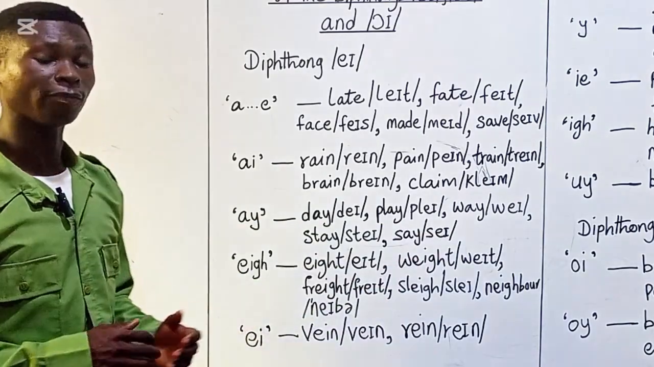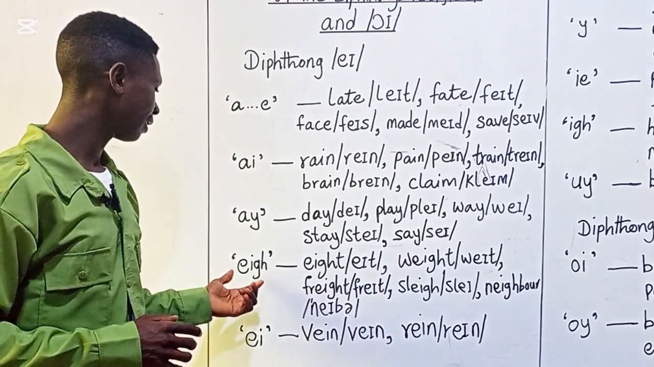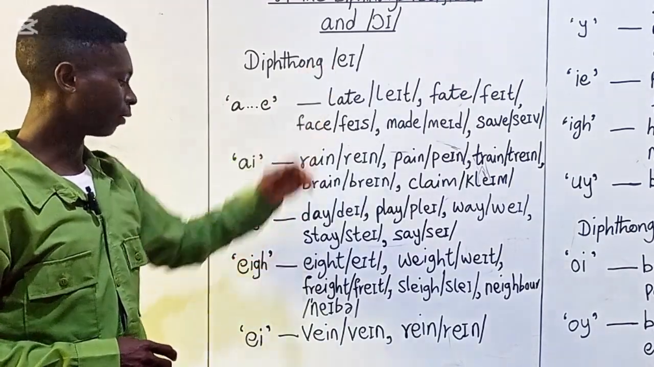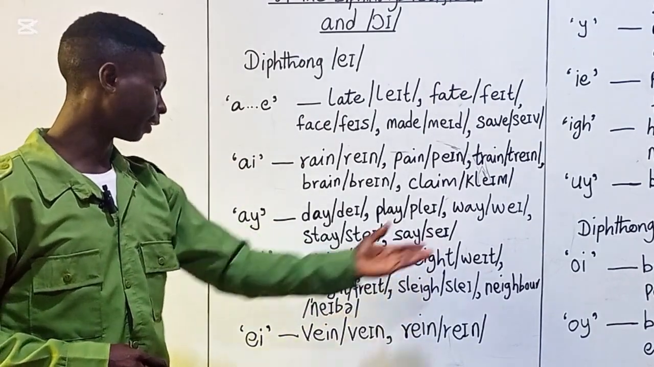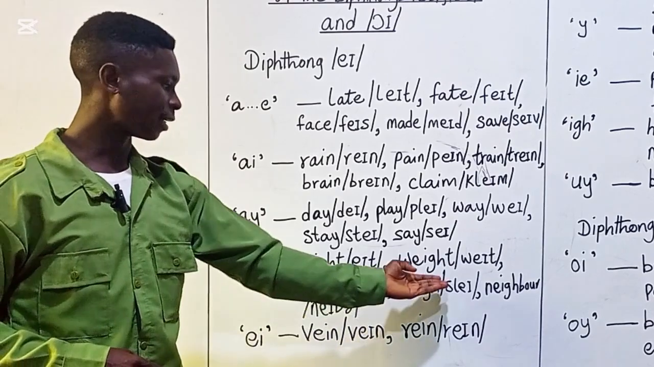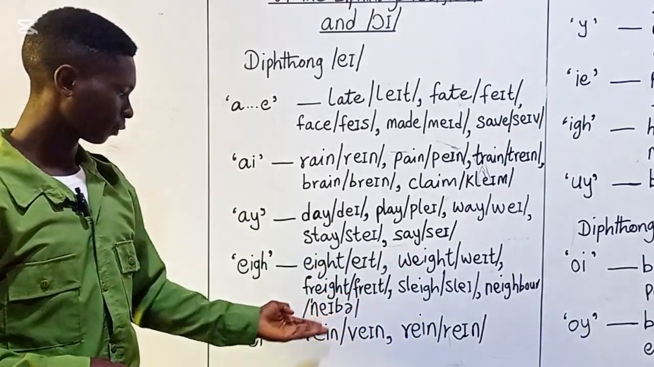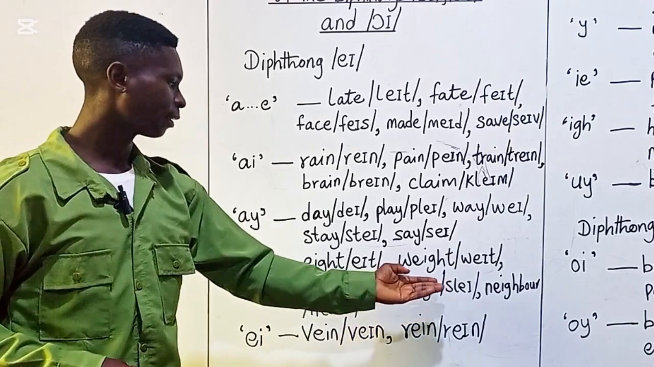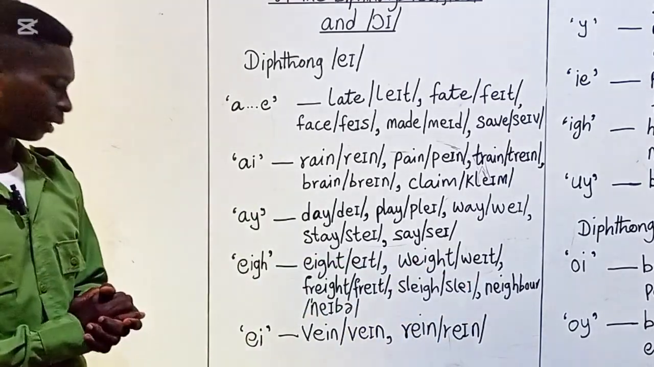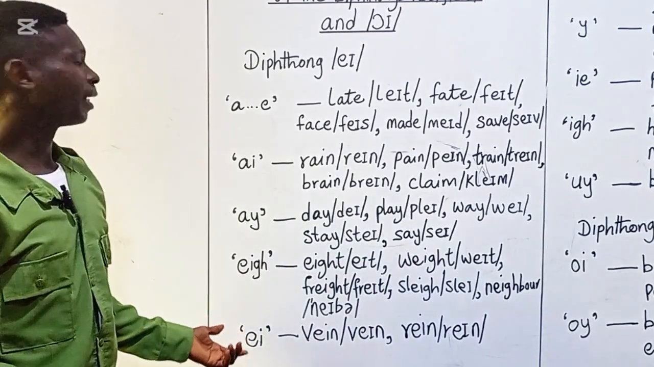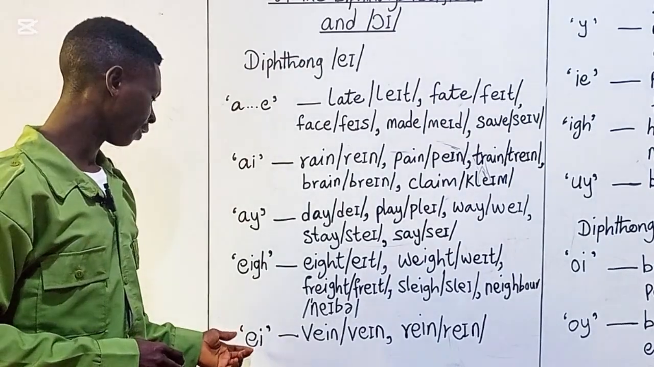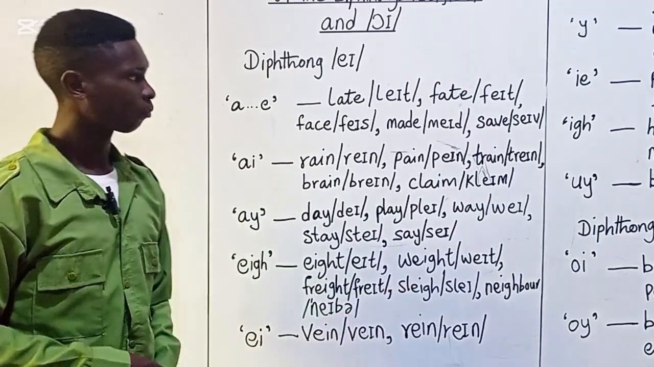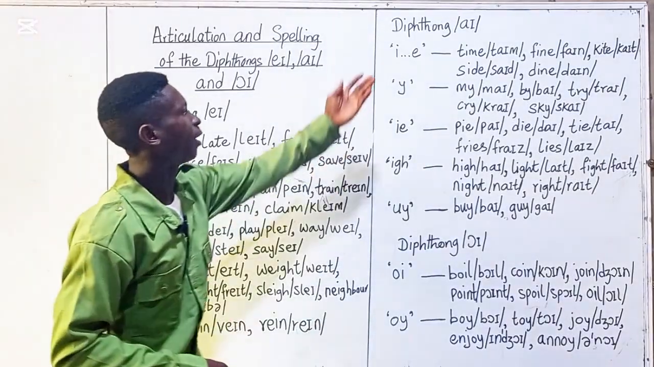All right, the next spelling of the A sound we have here is E-I-G-H. In place of E-I-G-H, we can have the A sound as in eight, wait, freight, weigh, neighbor. Look at the words. Eight, wait, freight, weigh, neighbor. Right. The last but not the least of the spellings of the A sound, we have EI as in vein and rein.